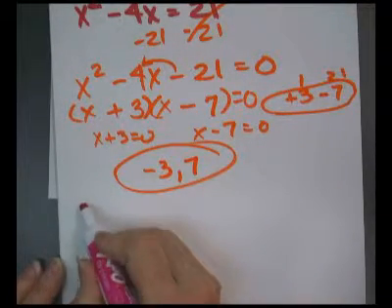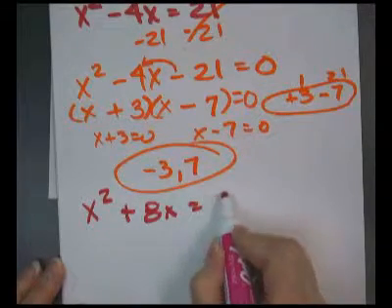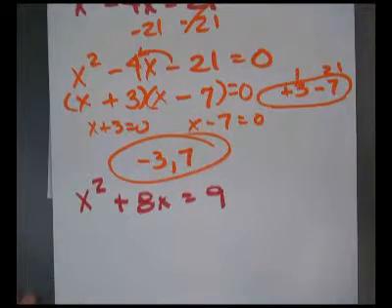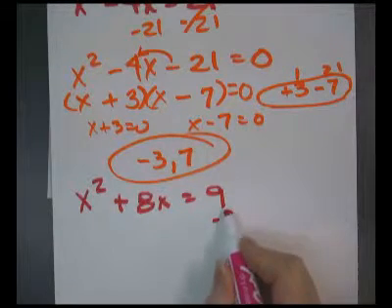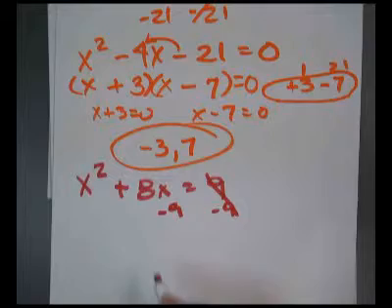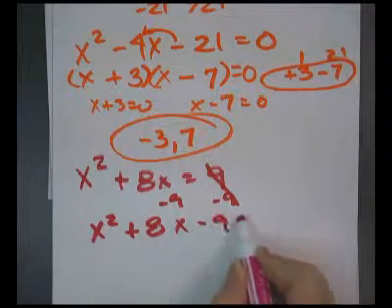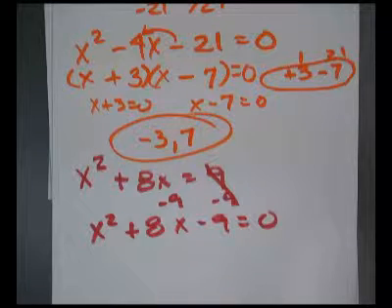Try factoring first. X squared plus 8x equals 9. Is that in standard form? No. You need to subtract 9, right? Okay, that's in standard form.